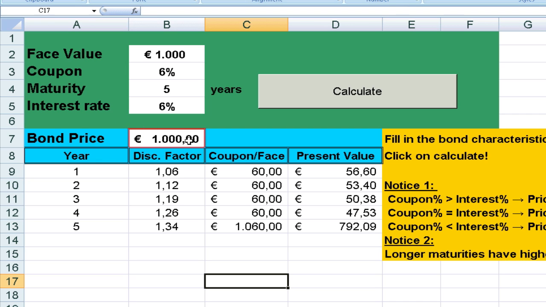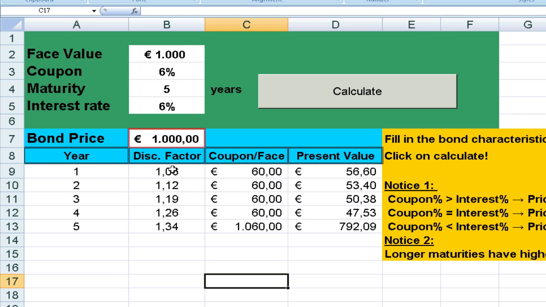So what do we see here? The bond price is exactly 1,000. Is this fairly priced? Yes, it is, because all those future cash flows which we see here, 60, 60, 60, 60, and in the last year we get the 60, plus we get our money back, discounted over time.